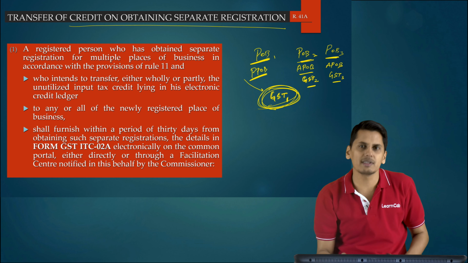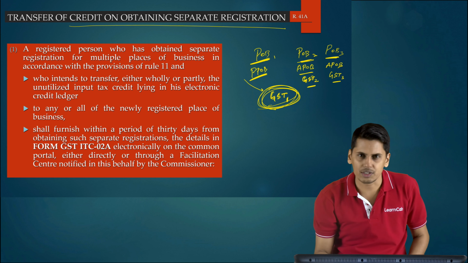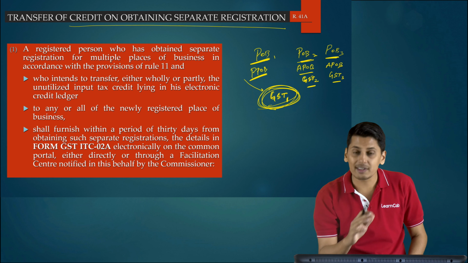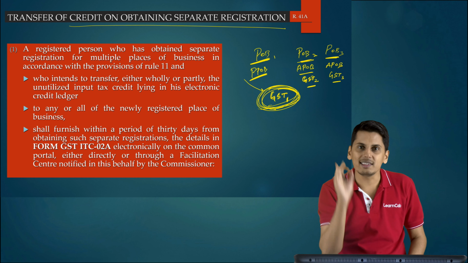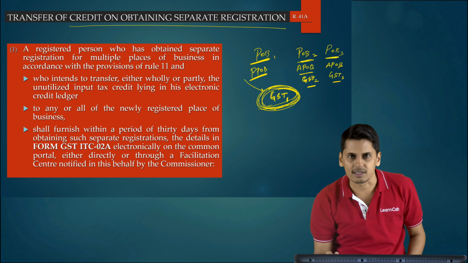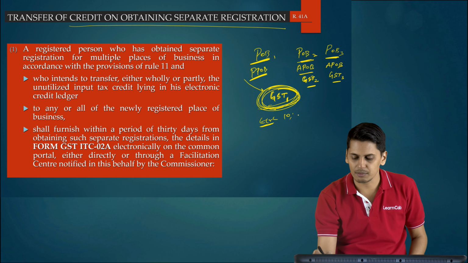They become distinct persons. Any supply which is being made by them is going to be deemed supply in accordance with Schedule 1. All that is fine. Now friends, the question is, initially when he had only one GST number for 3 places of business, let's suppose his balance in the electronic credit ledger was some 10 lakh rupees.